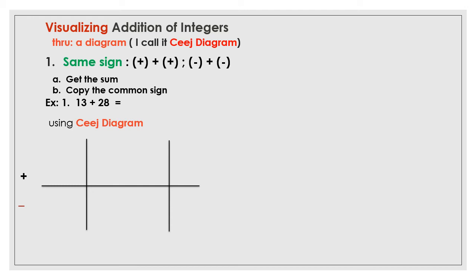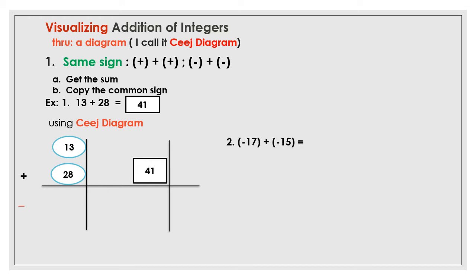So itong 13 ay nasa upper portion. So dito natin ilagay ang 13, and 28 is also positive. So nasa upper portion pa rin. And since they belong to the upper portion, parehas ang sign, so we simply get the sum. 13 plus 28 is 41. So, yung 41 ay nandito rin sa upper portion, dito sa pangalawang vertical line. Therefore, 13 plus 28 equals 41.